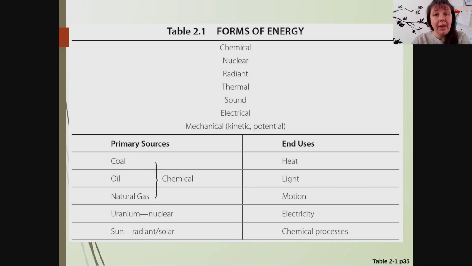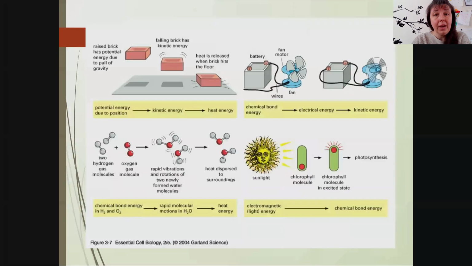These forms are changing from one form to another, which was something that we covered in the previous chapter when we talked about the laws of conservation of energy. And so without further ado, we're going to jump right into the different forms of energy.